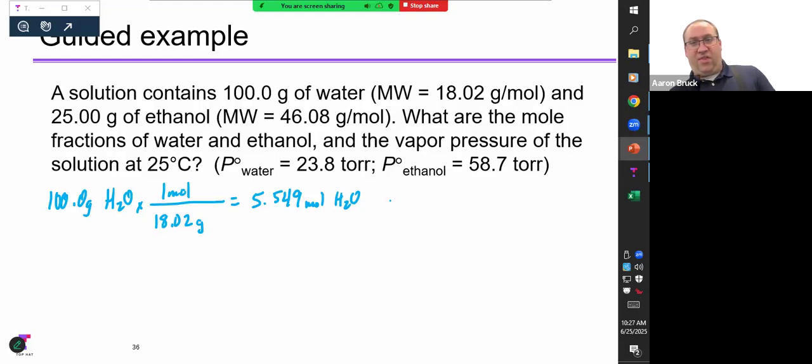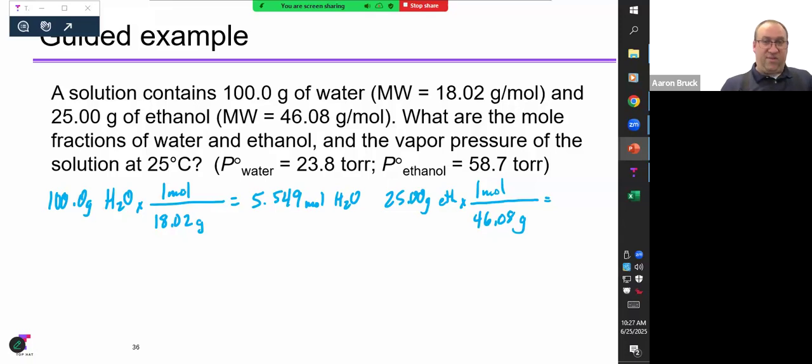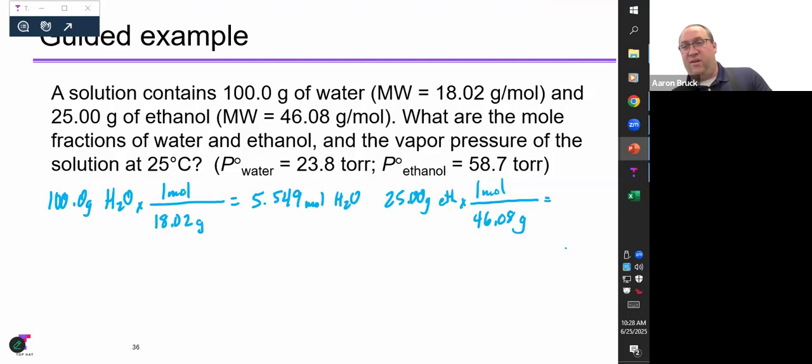And then for the ethanol, 25.00 grams of ethanol. And we want to convert that as well. Molar mass we're given 46.08. So 25 divided by 46.08. Again, four significant figures, 0.5425.